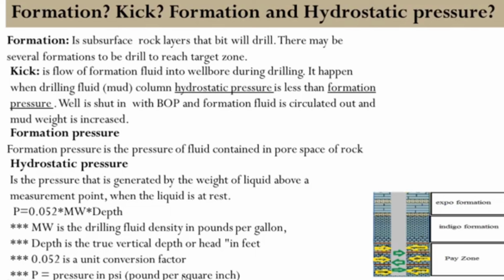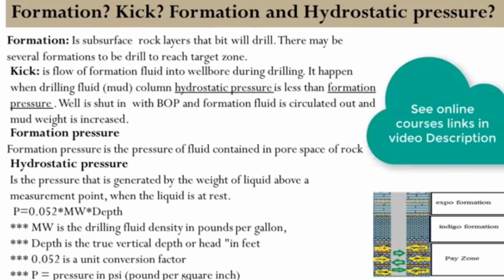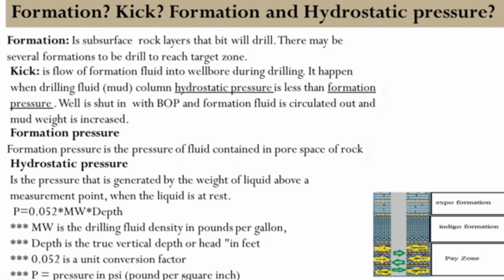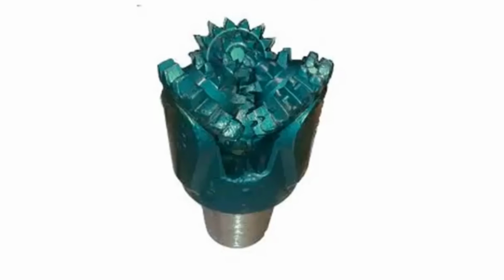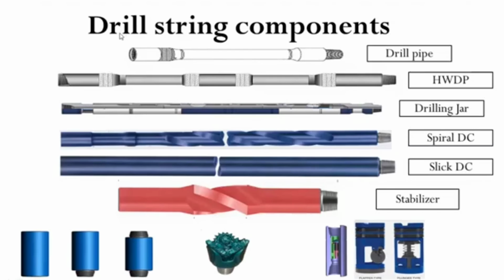So these are some terminology which we just explained. Drill bits. The drill bit is the bottommost part of the drill string or BHA. It has cutting insert elements on it that will cut or drill the formation.